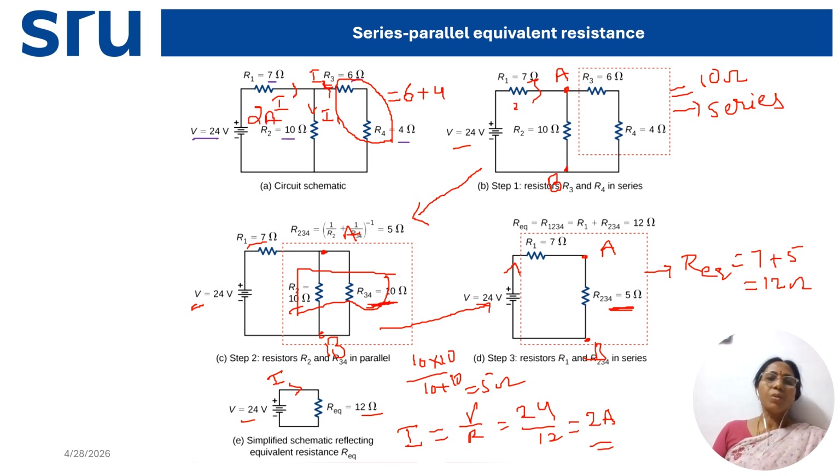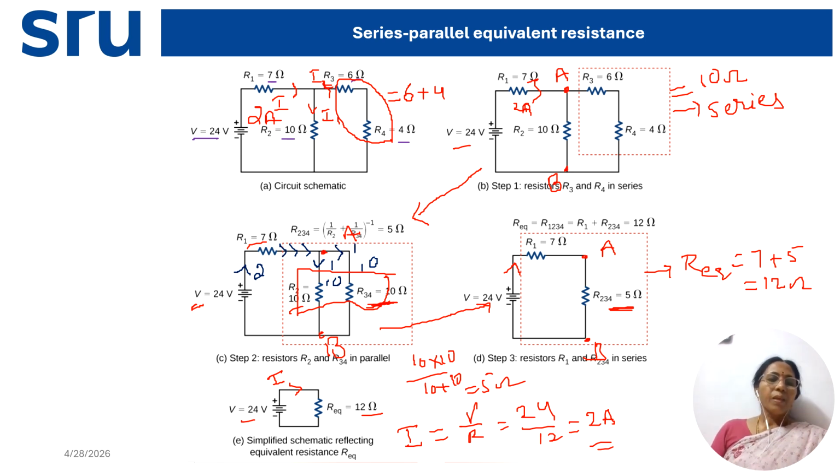If you want, we can see the current magnitudes also. Let me take a different color. Here the current delivered by this voltage source is 2 ampere, and here it is 2 ampere as well. But here there is a 10 ohm resistance and another 10 ohm resistance. When two equal resistors are connected in parallel, they share an equal amount of current. When 2 ampere current is coming in, one 10 ohm resistance takes 1 ampere and the other 10 ohm resistance takes 1 ampere.